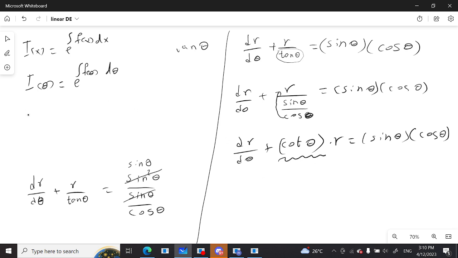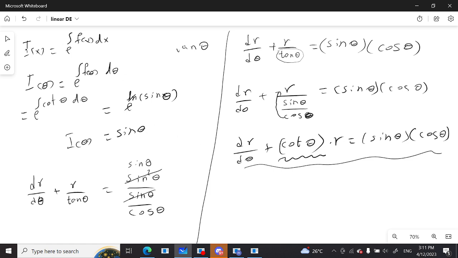So if we substitute the value, we have exponential cotan theta d theta, and it's equal to exponential ln sine theta, excuse me, and the ln cancels the exponential, so therefore we get sine theta. Now the third step is to multiply our integration factor, which is I of theta, by our formula here. Therefore we get the following.